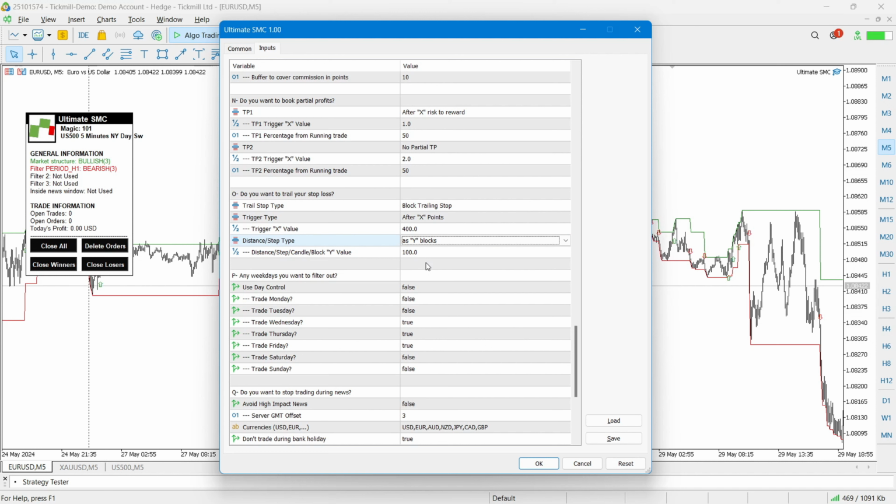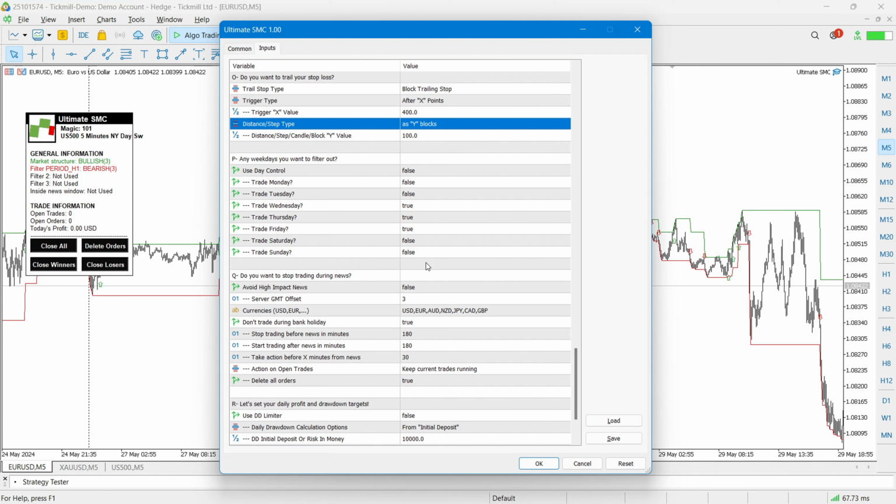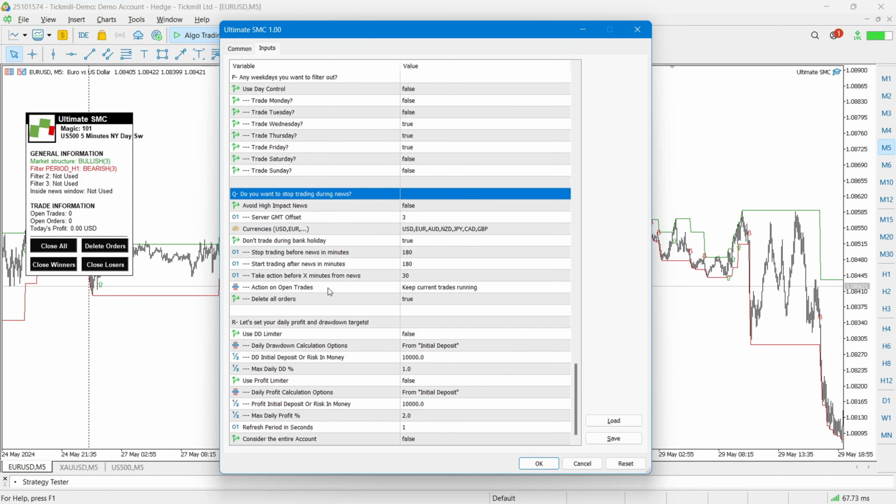That's it for today. We have still one episode to cover all the settings. In the next episode, we're going to talk about the day filter. We're going to talk about the news filter and the drawdown.